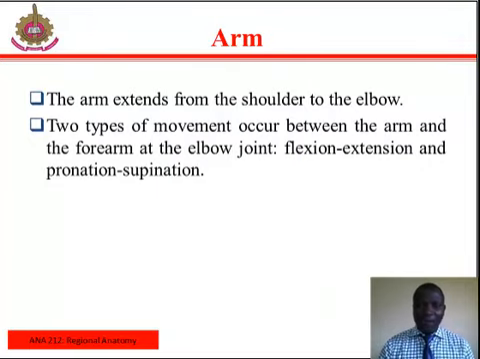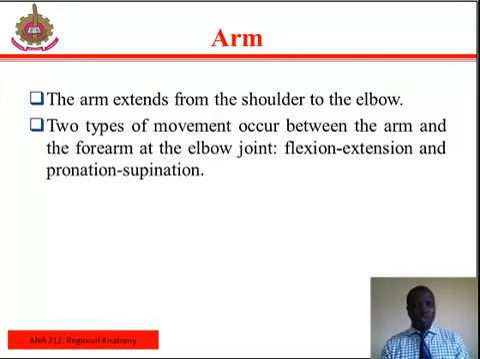Arm. The arm extends from the shoulder to the elbow. Two types of movements occur between the arm and the forearm at the elbow joint: flexion, extension, and pronation, supination. The muscles forming these movements are clearly divided into anterior and posterior, that is flexor and extensor groups. The chief action of both groups is at the elbow joint, but some muscles also act at the glenohumeral joint.